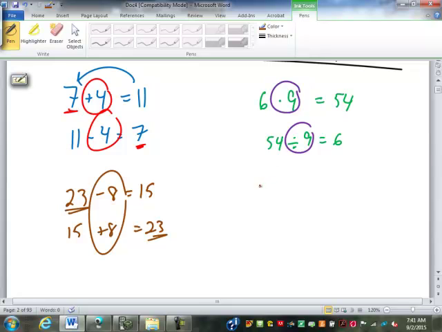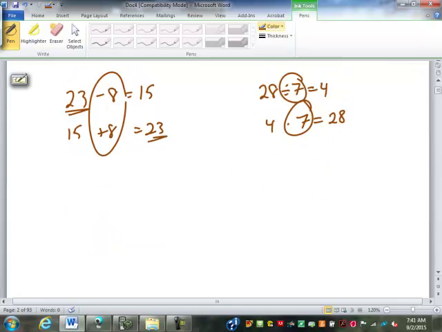Or over here, if I had 28 divided by 7, I would get 4. If I take my 4 and I multiply it by 7, I get back to 28. Multiplying by 7, dividing by 7 reverse each other, no matter what order they're done in. So now we just learned a new operation.